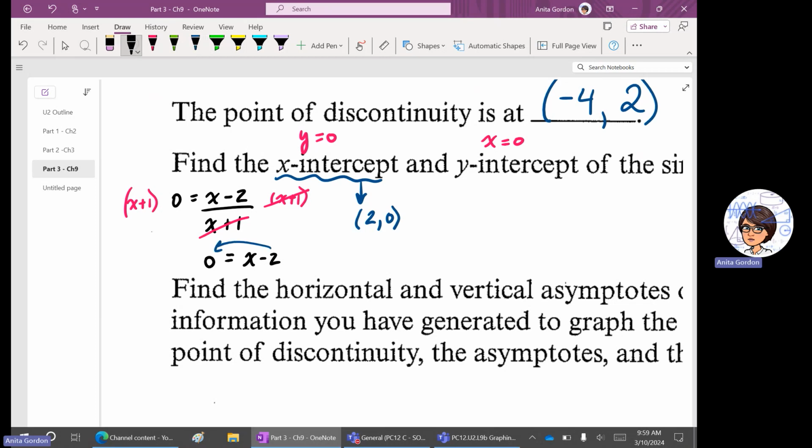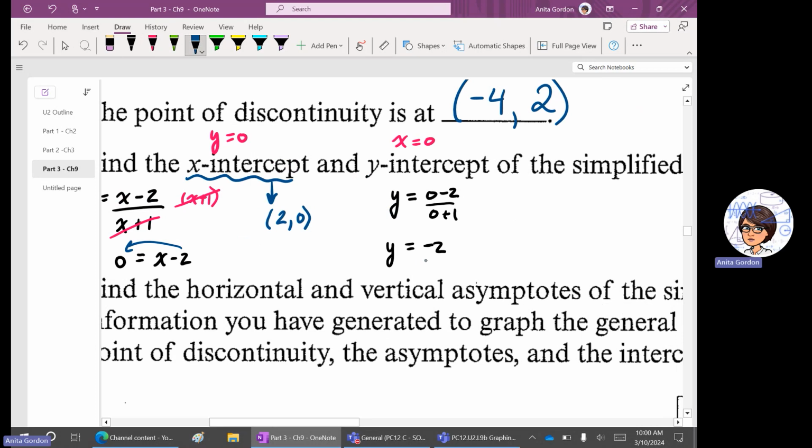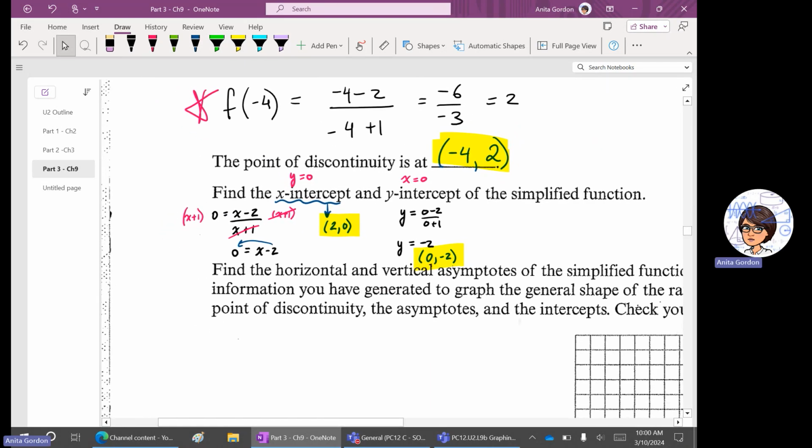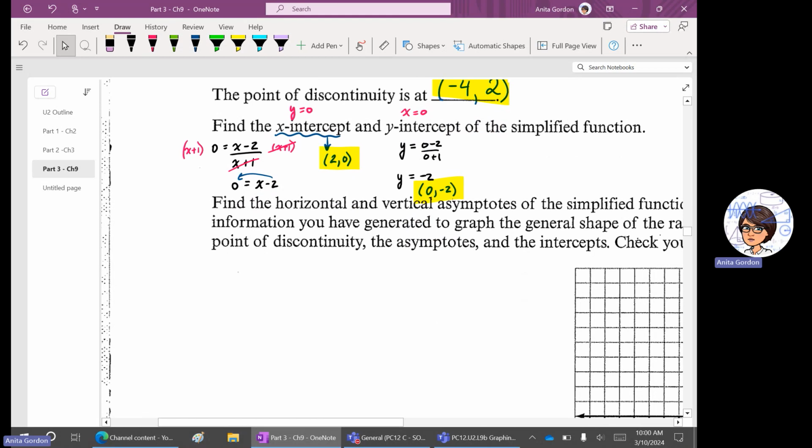And then for my y-intercept, I'm going to have y equals 0 minus 2 over 0 plus 1. So my y-intercept is at -2, coordinates being 0, -2. So I have three coordinates that I know for sure: the hole, the x-intercept, and the y-intercept. So now, to find the vertical and horizontal asymptotes, we have to do a little bit of analysis and rearranging.